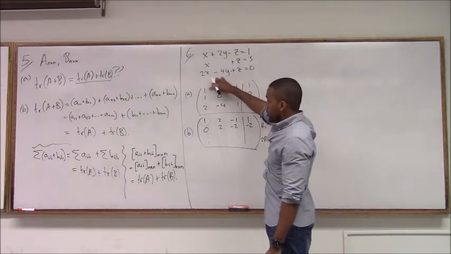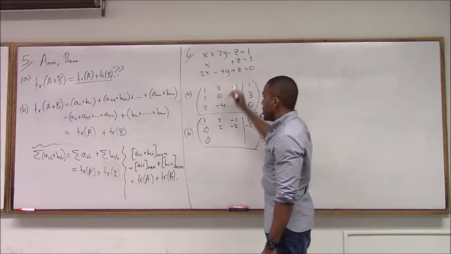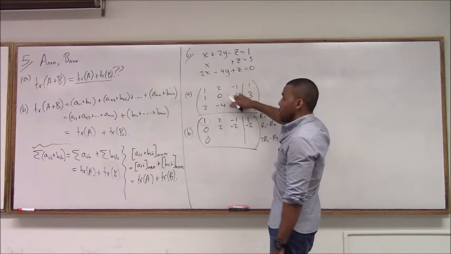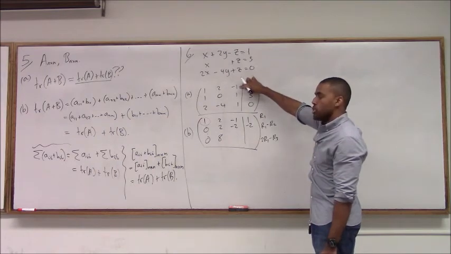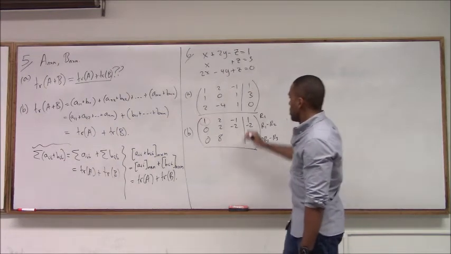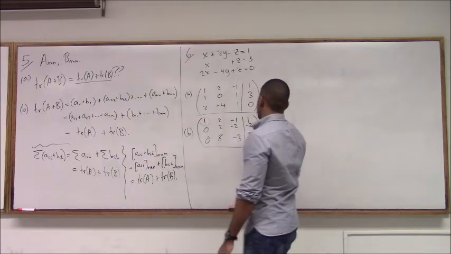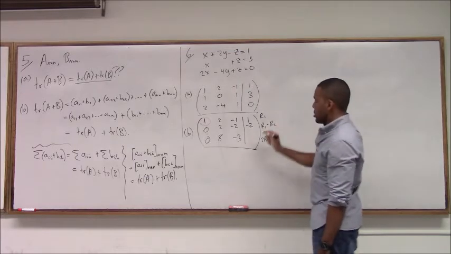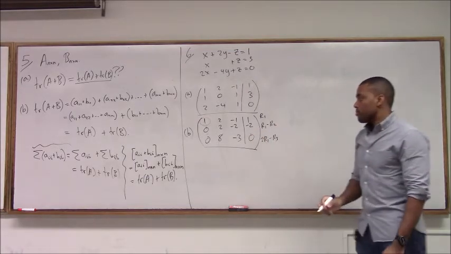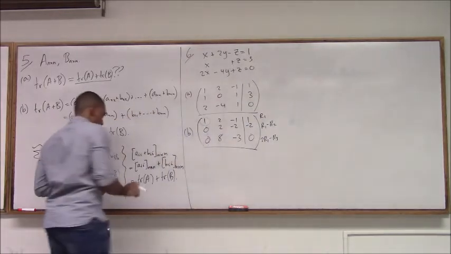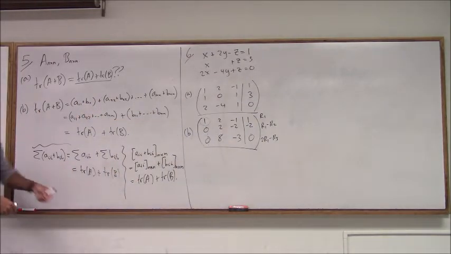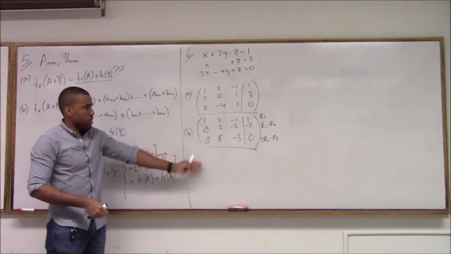So 2 times this is 2 minus that is 0. 2 times this is 4 minus a negative 4 is 8. 2 times this is minus 2 minus 1 is minus 3. 2 times this is 2 minus 0 is 0. So I can have that. And so now I've established my first pivot in the first column.